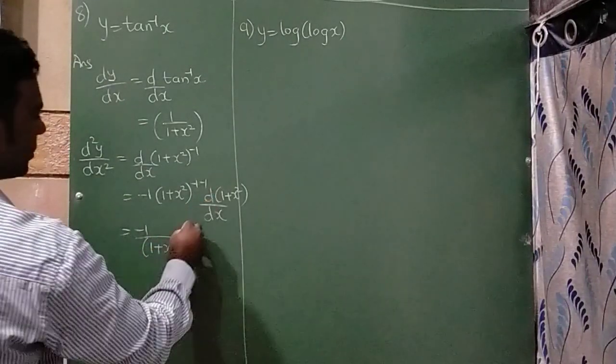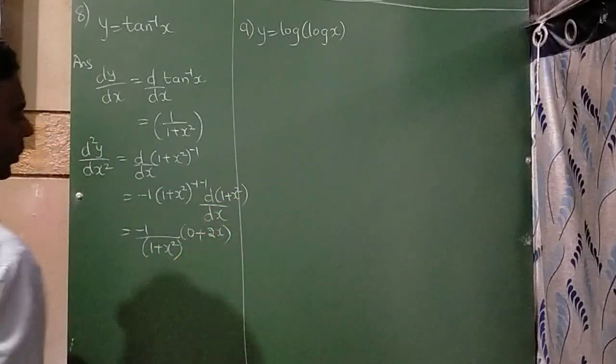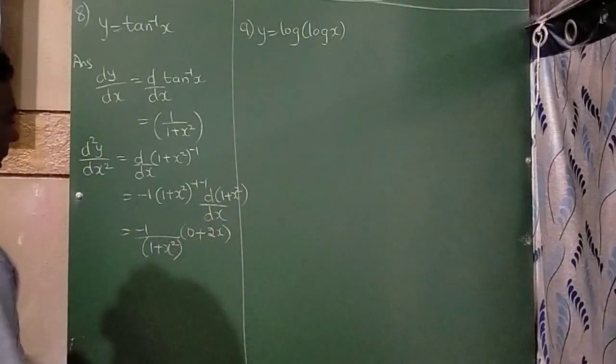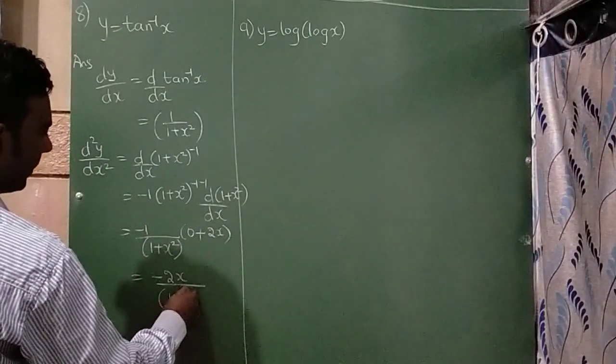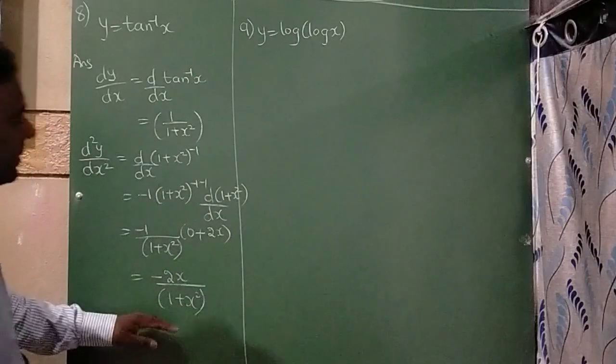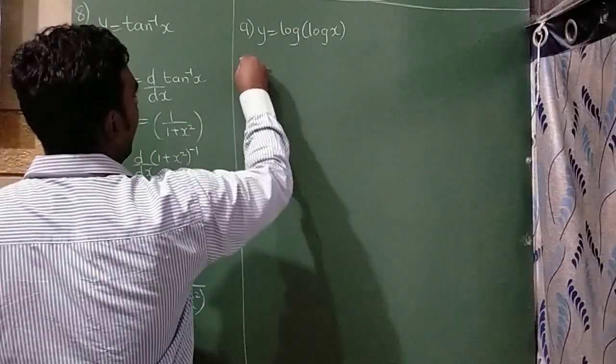Okay, d by dx of 1 is 0 and d by dx of x square is 2x. So 2 ones are 2. So minus 2x divided by 1 plus x square is your answer. Okay, so let us move on to the ninth sum.